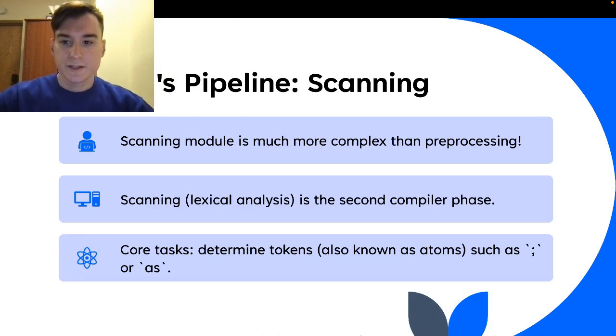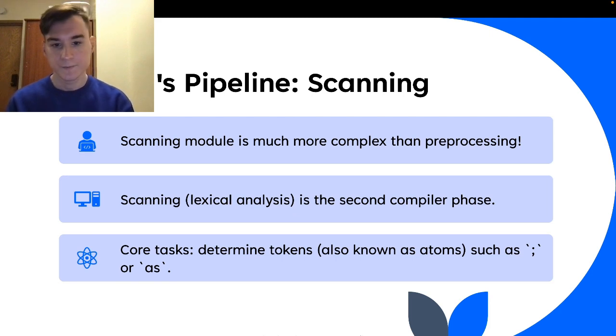Following preprocessing, we do scanning, and scanning is a lot more complicated than preprocessing actually, because in the scanning phase, what we want to do is determine the atoms or tokens that more or less make up the program. So the punctuation, such as semicolons, or the actual words, such as any keywords, for example, main, need to be detected.